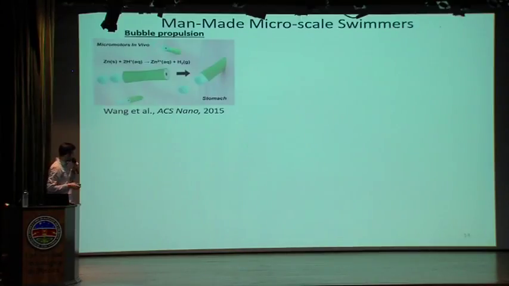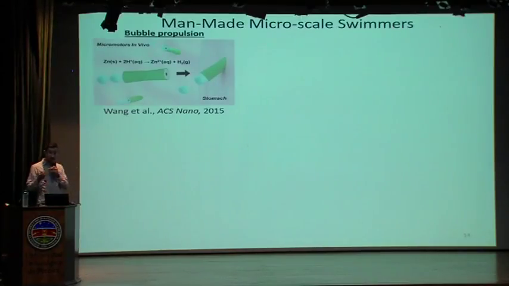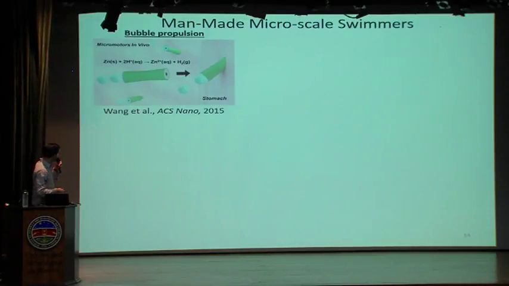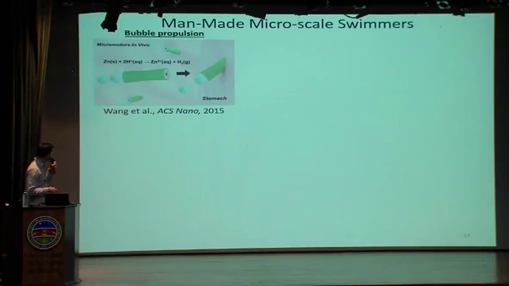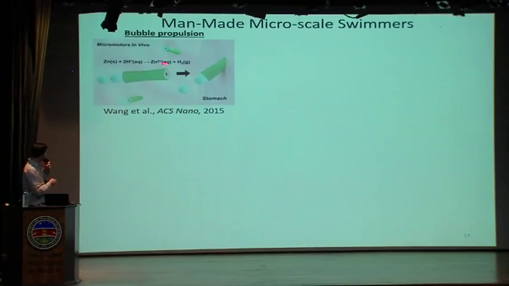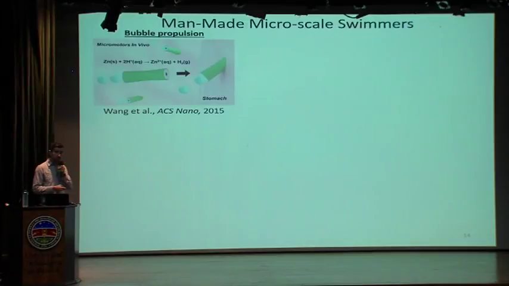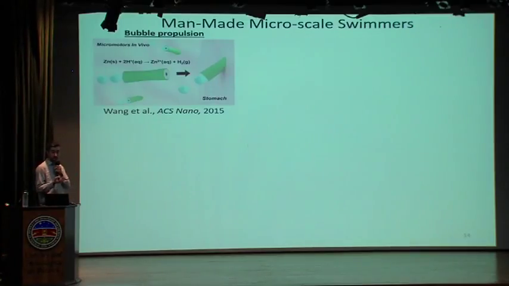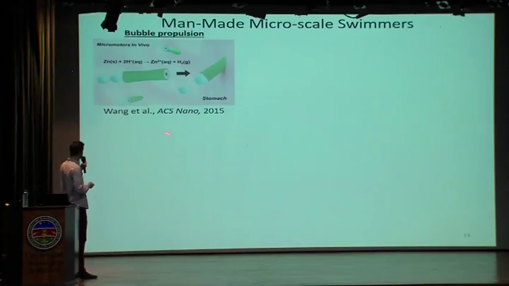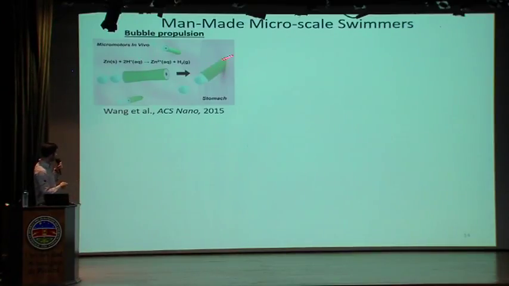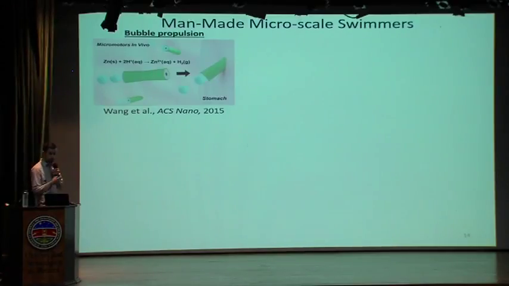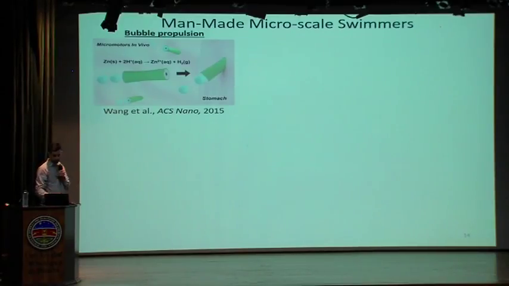So I want to talk briefly about some man-made swimming devices that have been made. Recently, researchers at the University of California demonstrated that they can make small swimming particles that can actually deliver drugs in the stomach of a mouse. This is kind of the first step towards actually using these swimmers for something useful. I haven't shown you yet that these swimmers can carry cargo.